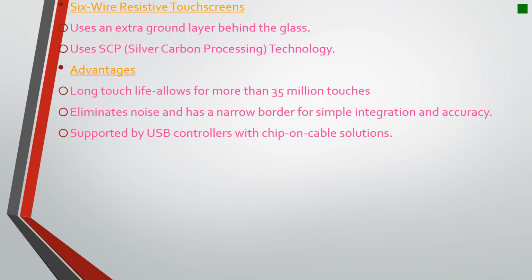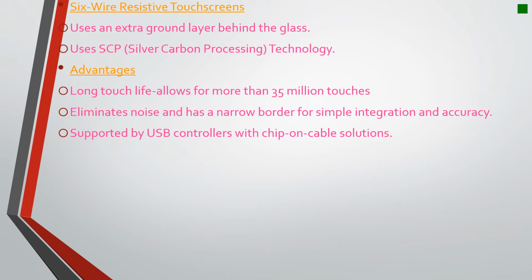6-wire resistive touchscreens are very useful in that they allow for more than 35 million touches. Now that is very useful because you're always looking for a touchscreen that has a really long touch life and that you don't have to replace all the time. Also, these touchscreens can eliminate noise. Mental note, I'm talking about the electrical noise here, not the sound noise you hear from traffic and so forth. They also have a very narrow border for simple integration and accuracy, because nobody likes an extremely thick border.